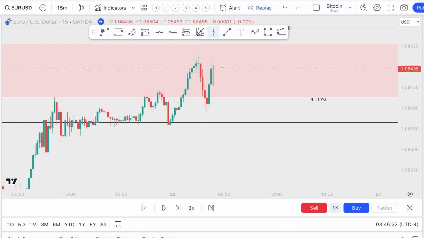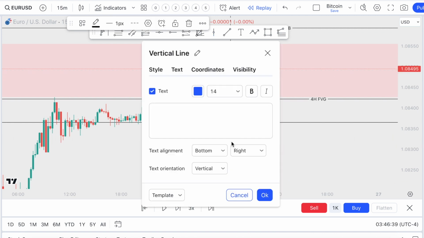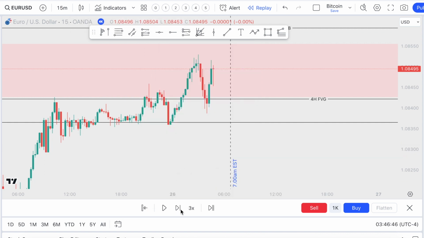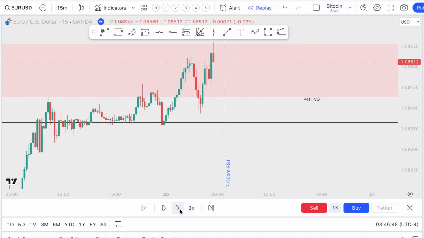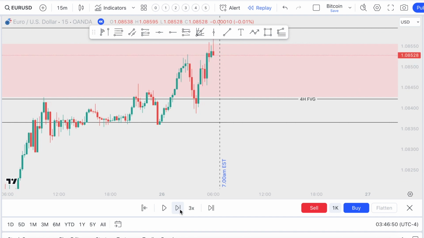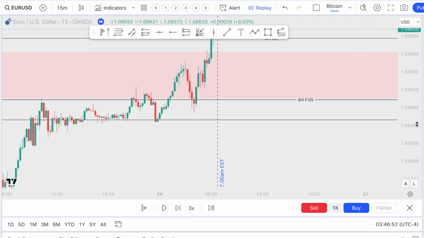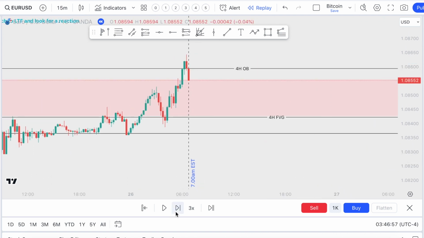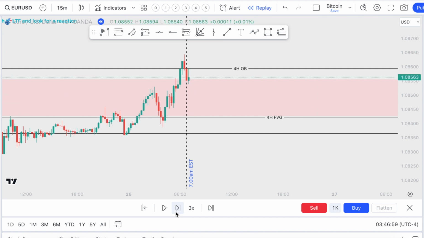Now, where's New York? New York opens right here. So that's 7 a.m. Eastern Time. Right, so that's the New York kill zone, and that's the start of it. So now if I just let price go forward a little bit, you notice how price is tapping those levels, right. There we go. We hit the 4-hour order block right before the New York kill zone, and so now New York kill zone has started. So I'm looking for a shift in structure or some sort of a reaction, right?